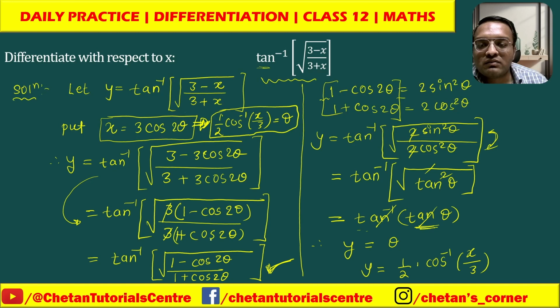1 minus cos 2 theta upon 1 plus cos 2 theta under the root. And then I substitute the values of 1 minus cos 2 theta, which is 2 sin square theta, and 1 plus cos 2 theta's value is 2 cos square theta. Once I substitute them, then the function gets reduced to under root of tan square theta, and this root and square both get cancelled, and then we are left with tan of theta. Then this tan of theta gets cancelled with tan inverse, and we are left with y is equal to theta, and the value of theta is obtained from the equation x is equal to 3 cos 2 theta. From this equation we have obtained the value of theta.